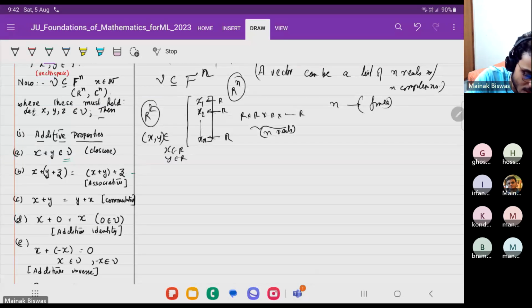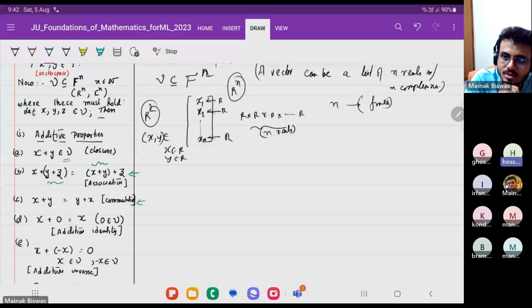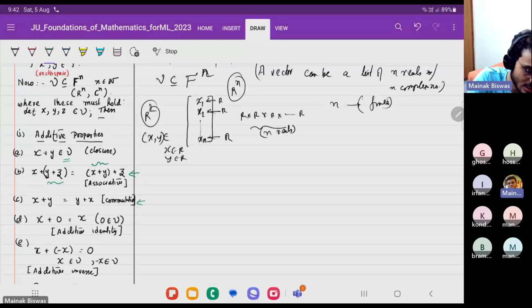Then it does not matter if you add y plus z first or x plus y first. This is called associative. Similarly, commutativity should also be there. Exactly, you'll have the properties of groups because it's an addition property, right? It's an abelian group. It's defined on a field, right? A vector space is defined on a field. So these are properties of a group, but it's also a vector space.